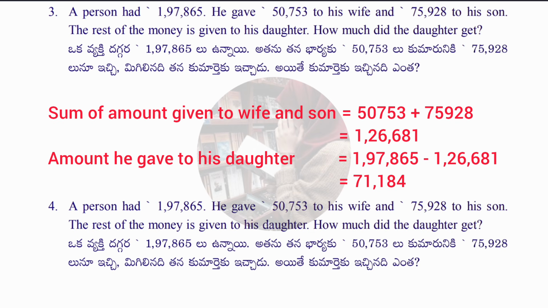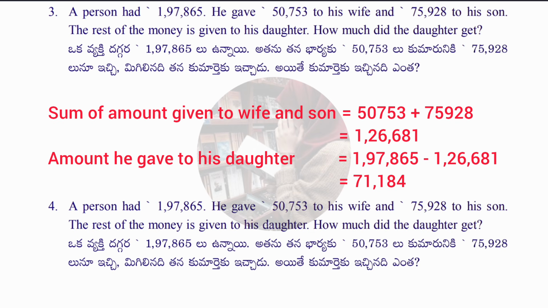Okay, let's see the answer. Write down. Sum of amount given to his wife and son is equal to 50,753 plus 75,928, which is equal to 1,26,681. Okay. Next, write it down. Amount he gave to his daughter is equal to, write down first total amount, how much that person had, which is 1,97,865 minus sum of wife and son amount is, which is 1,26,681. So if you do the subtraction, we'll get the answer as 71,184.